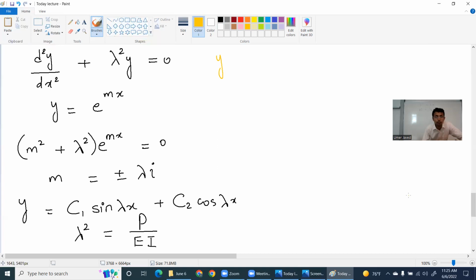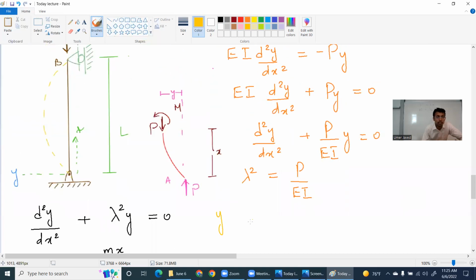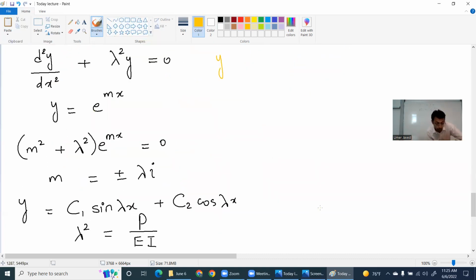If you look at the boundary conditions, y is 0 for both the ends, right? Y is 0 at A, but not at B? Why? That is a roller. Roller can allow it to go like this, but y at B is also 0. Good. I hope this is clear.